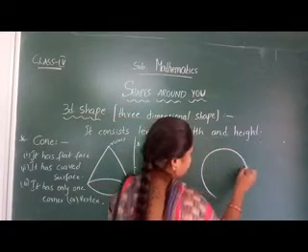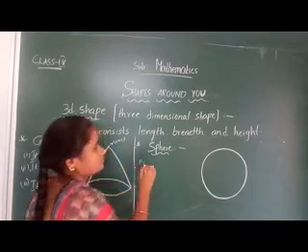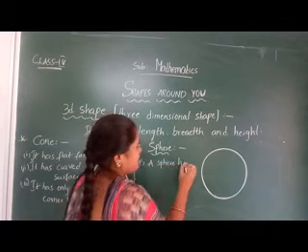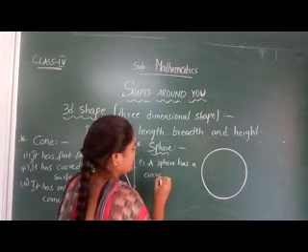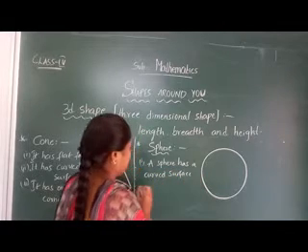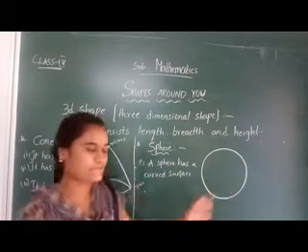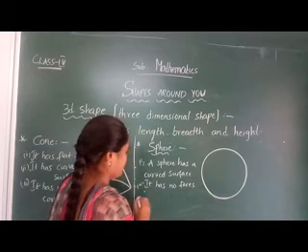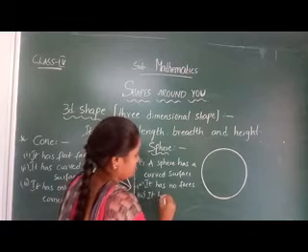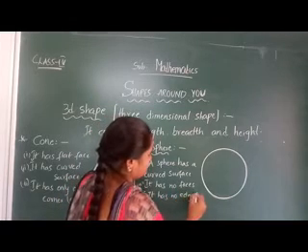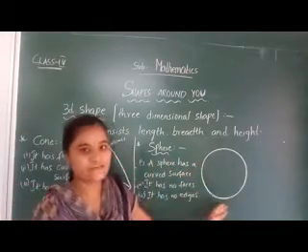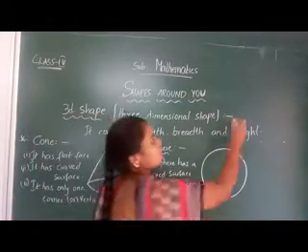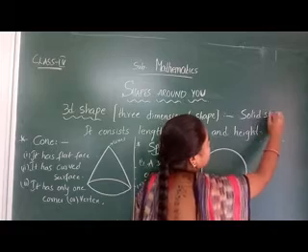This one is a sphere. See, first point, it has a curved surface. A sphere has a curved surface. It has no faces. It has no edges. See my sphere. It has a curved surface. It has no faces. It has no edges. A 3D shape is also called a solid shape.